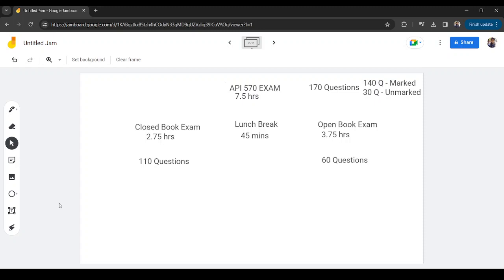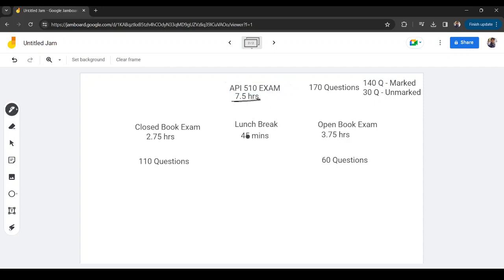So API 510, this is not 570, this is 510. It's a 510 examination. So the API 510 examination is structured something like this.